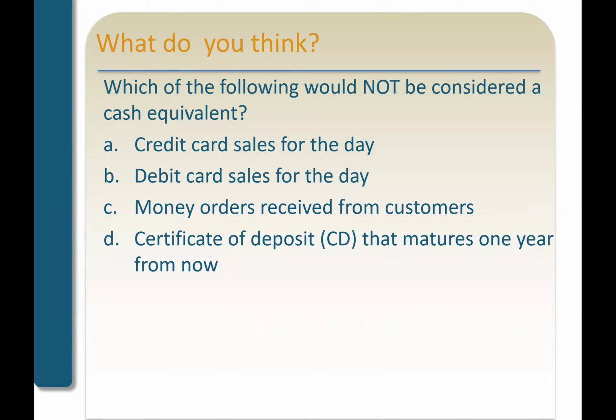Which of the following would not be considered a cash equivalent? I'm going to tell you now, cash is a current asset. A certificate of deposit would not be a current asset because it matures over 1 year from now. So everything else would be cash, but the CD that would mature in excess of a year would not be a cash equivalent, just so you know that.